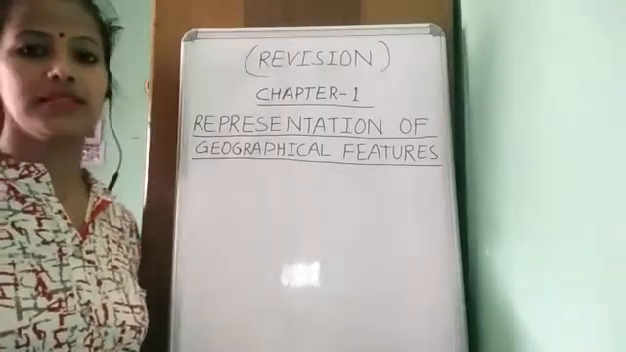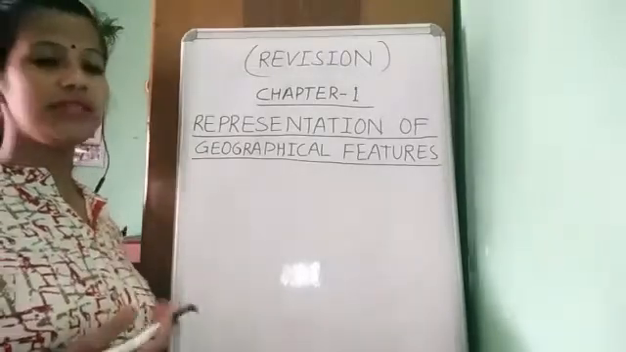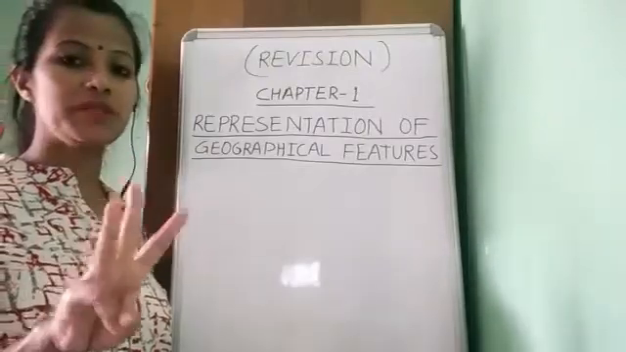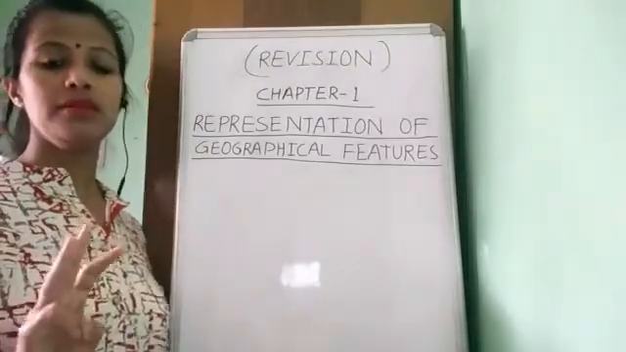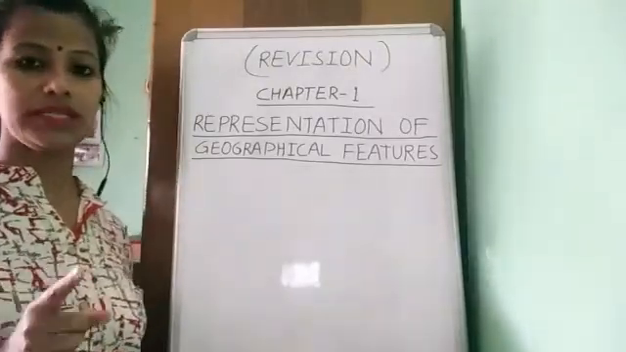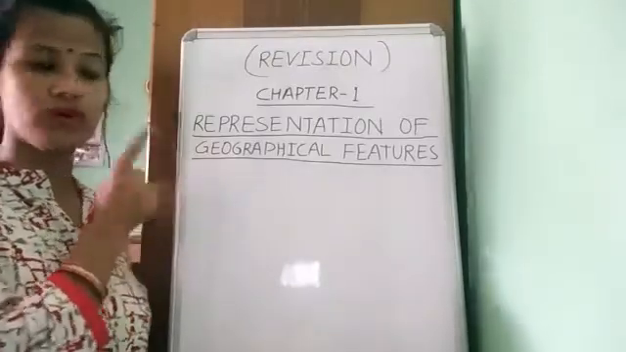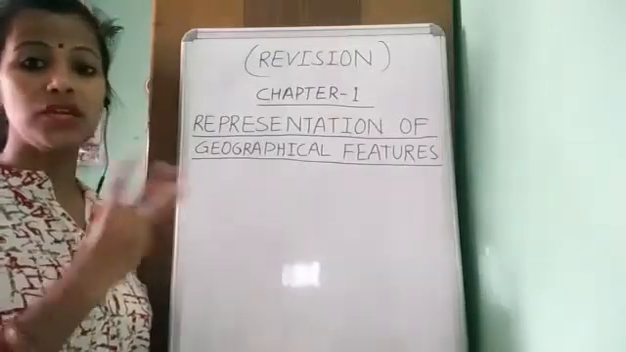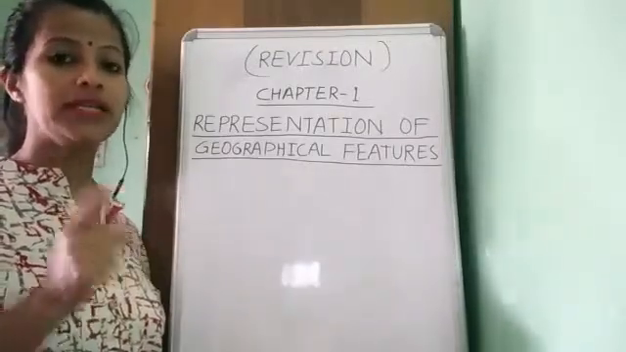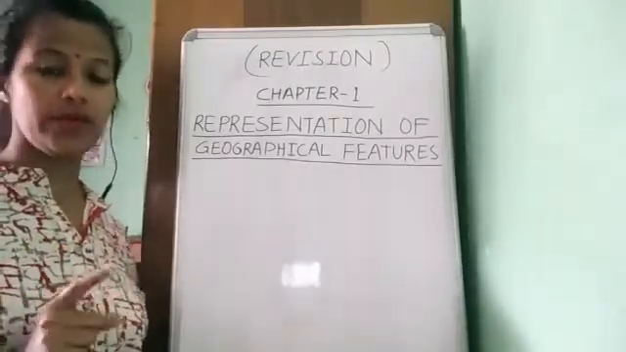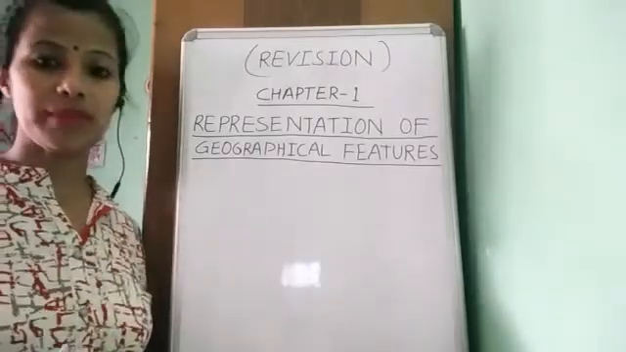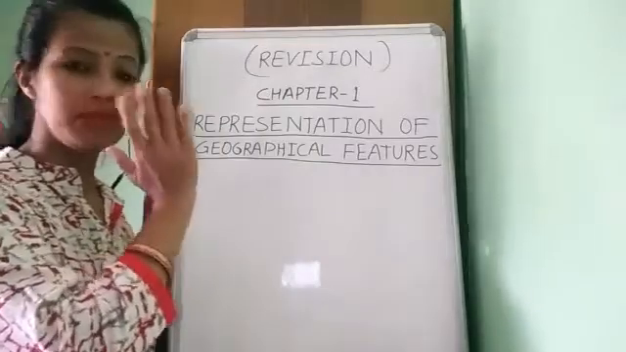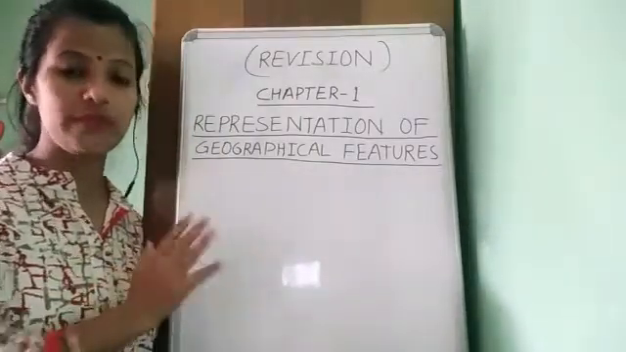Hello class 6, let's revise the chapter. We have finished our syllabus. 3 chapters are coming in your half-yearly exams. Lesson number 1, representation of geographical features. Lesson number 2, landforms, and lesson number 3, water bodies, part A. Okay. Now these chapters will be coming. So we will be revising lesson number 1, chapter number 1 today.